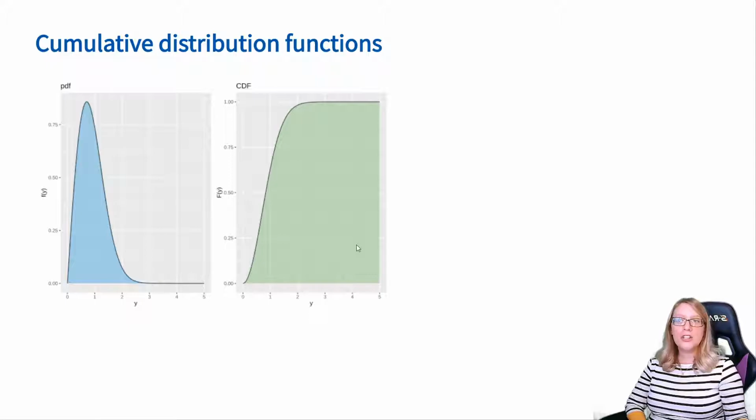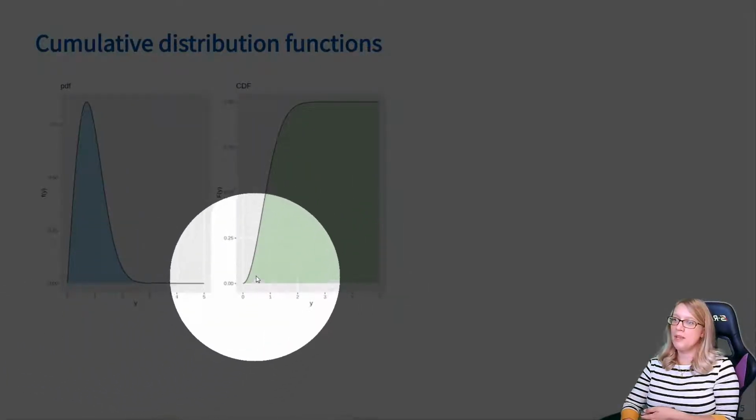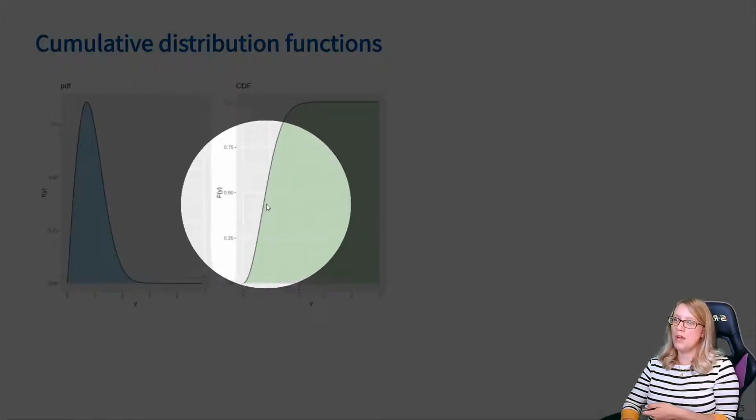Let's take a look at these functions side by side. So we have our PDF in blue on the left, our CDF in green on the right. As we are moving up, as we're increasing y, we start to accumulate probability very quickly, especially around where y is equal to 1.